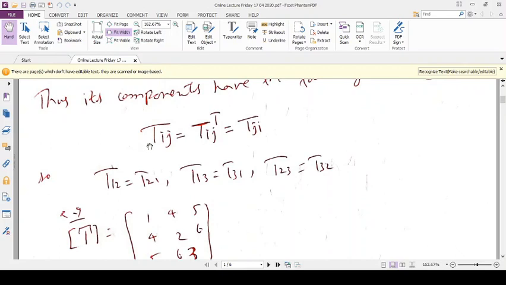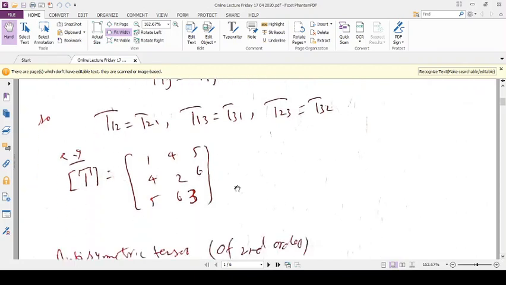So from this property, Tij equals Tji for a symmetric tensor, we can write this: T12 equals T21, T13 is T31, T23 is T32. For example, this is a symmetric tensor.